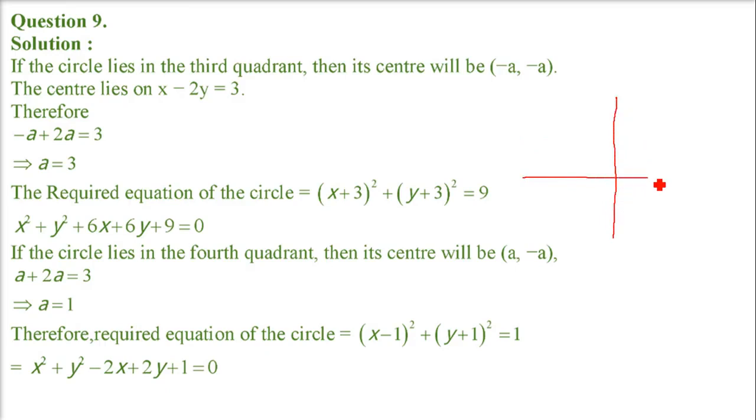Whenever a circle touches both the axes, like this, what does it mean? This point and this point, say this point is (a, 0) and this is (0, a). Now this can touch the axes anywhere, in any quadrant. So let us take the center. What is the center here? If I take this as (a, 0) and this as (0, a), and join them, the center will be (a, a), x and y.